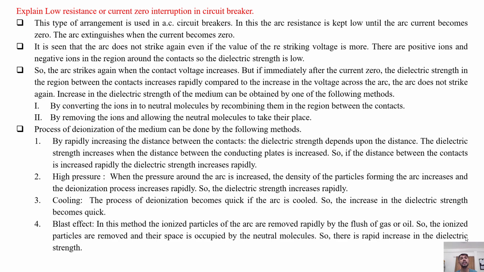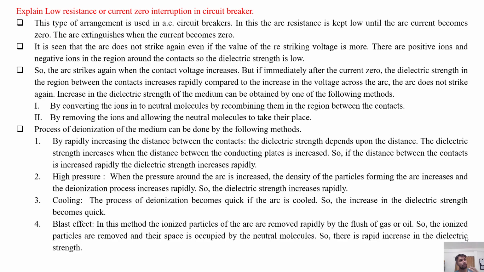But if immediately after the current zero, the dielectric strength in the region between the contacts increases rapidly compared to the rate of rise of restriking voltage across the arc, the arc does not strike again, meaning the arc is interrupted. Increasing dielectric strength of the medium can be done by two different methods.